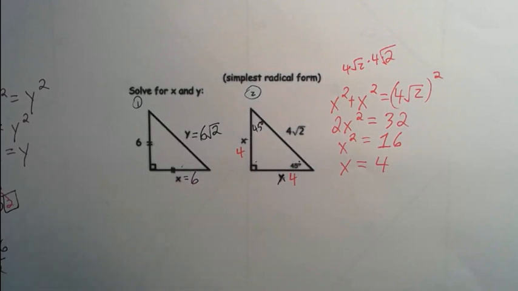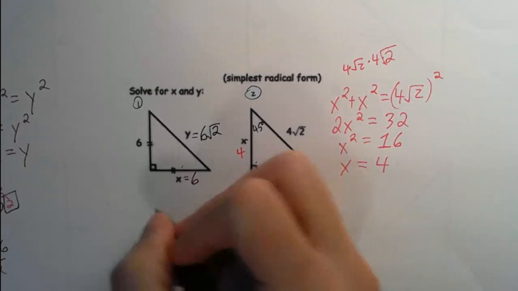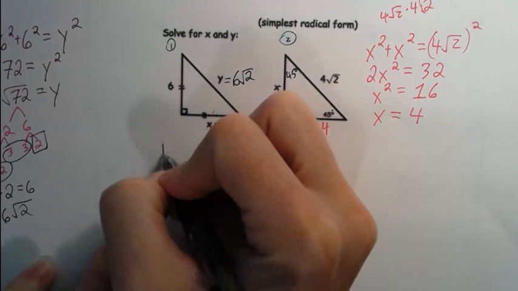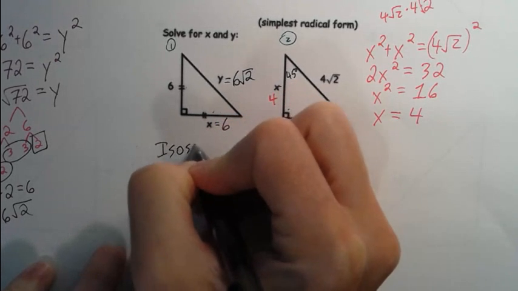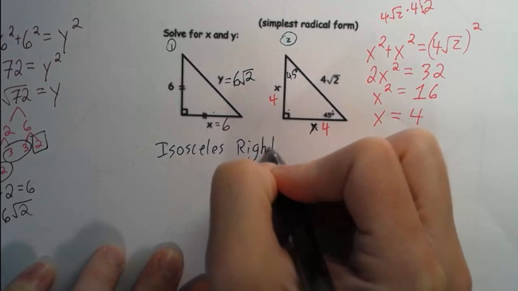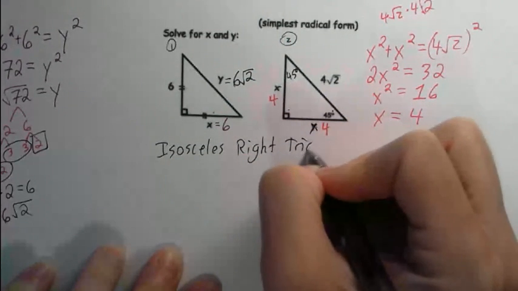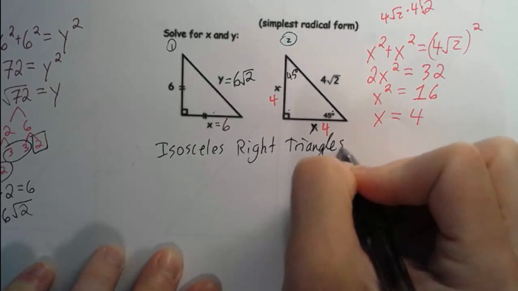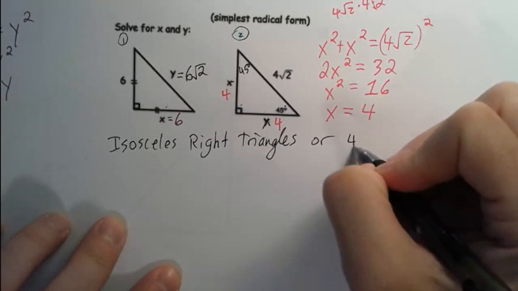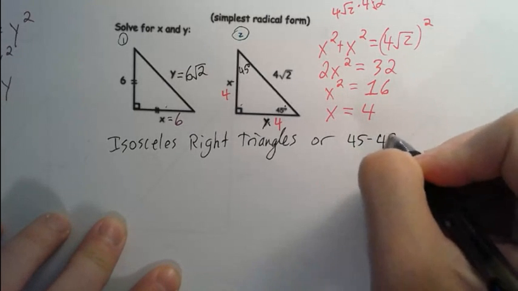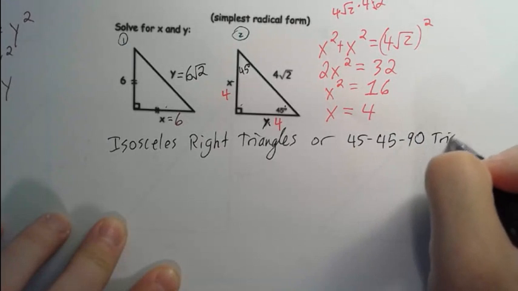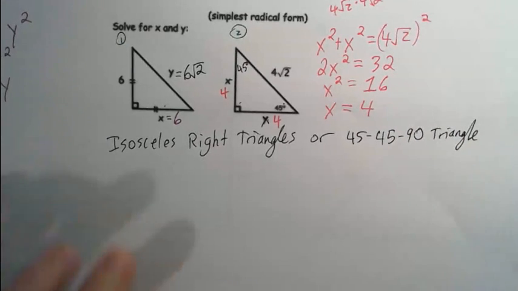And that brings us to the pattern of this type of triangle. So we're going to call this two different things. One way to call it is isosceles right triangle. Or we could also call it a 45-45-90 triangle. But isosceles right triangle has a nicer ring to it. So we'll call it that.